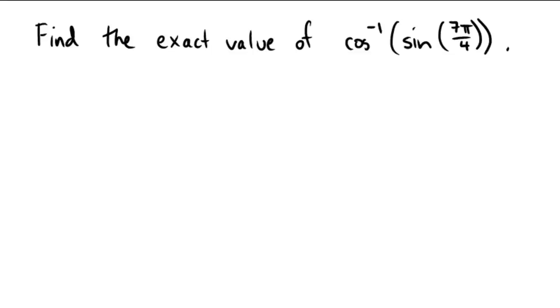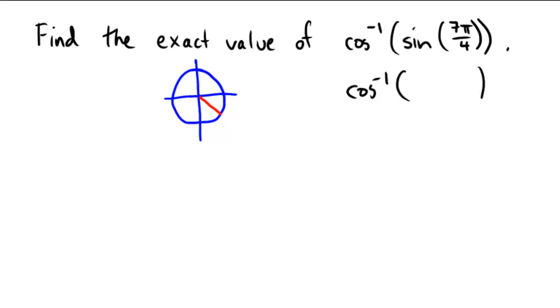Assuming you gave it a shot here, the cosine inverse of the sine of 7 pi over 4. To figure out what sine of 7 pi over 4 is, let's draw ourselves a quick little picture. 7 pi over 4 is going to be located, let's do this in red, in quadrant number 4. It's located right there. So the x value is positive rad 2 over 2 and the y value is negative rad 2 over 2. So the sine of 7 pi over 4 is negative square root of 2 over 2.